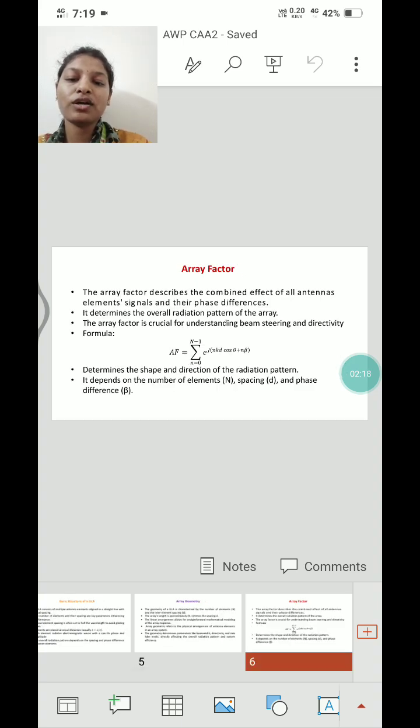Next, array factor. The array factor describes the combined effect of all antenna elements, signals, and their phase differences. It determines the overall radiation pattern of the array. The array factor is crucial for understanding beam steering and directivity. And here is the formula for array factor. It also determines the shape and direction of the radiation pattern. It depends on the number of elements, spacing, and phase difference beta.